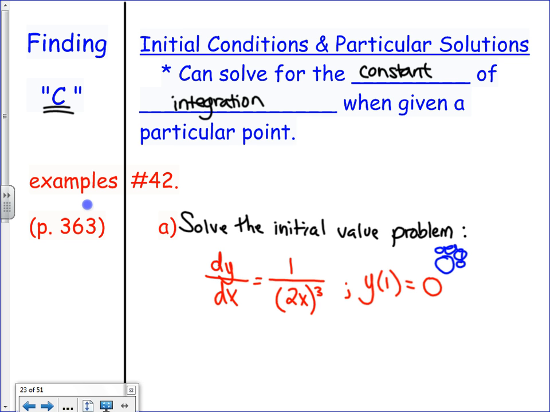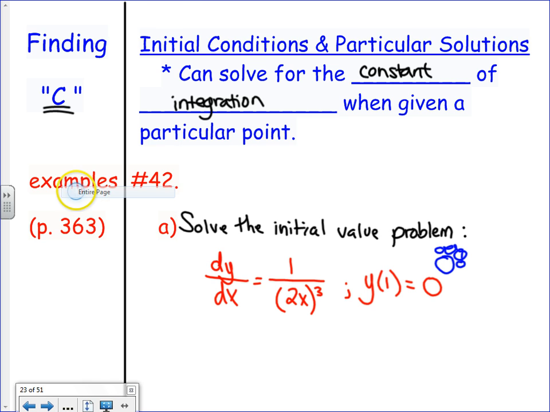Because if you remember yesterday when we were talking about the family of antiderivatives graphically, wasn't it one general function with all these different vertical translations? It's in your notes. When they give you a point, they establish one specific answer. Same thing here.